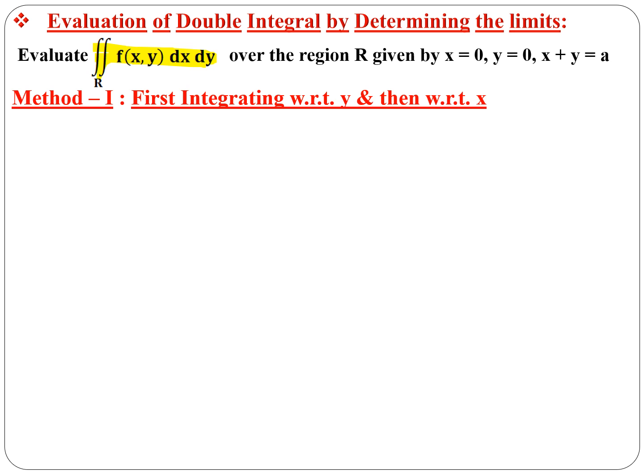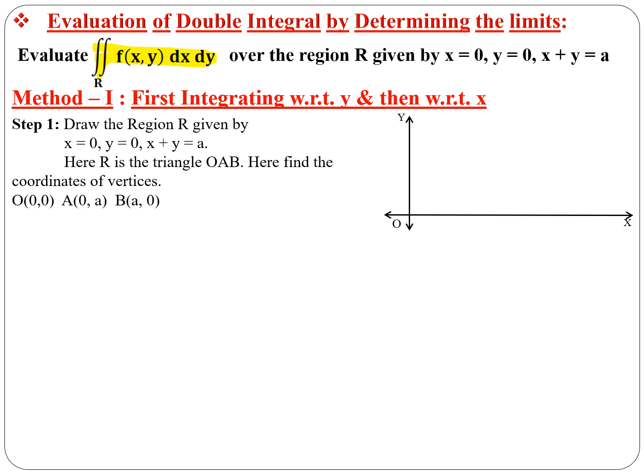After deciding it, you have to draw this region on the xy plane. I took the xy plane and drew x equal to 0, which is the y axis, and y equal to 0, which is the x axis. Now I will draw the third line, x plus y is equal to a. I am giving you a shortcut method for how to draw a straight line directly if it is not an axis.